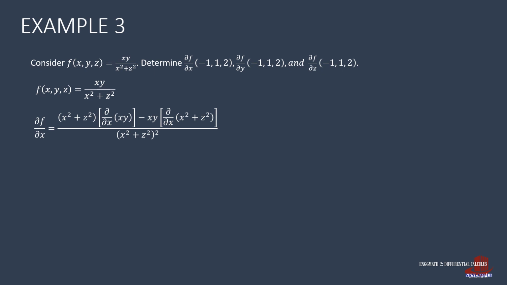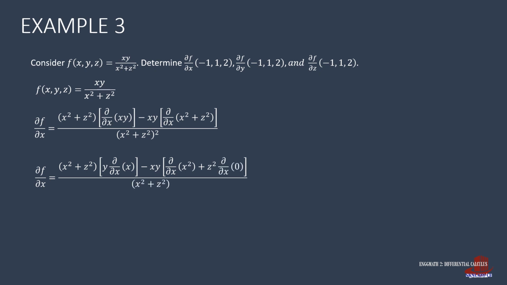To act on the derivative, treat y as a constant in the first term, making y times the derivative of x. Then distribute the derivative on the binomial in the second term. After doing this, we reduce dx over dx as 1, and z squared times 0 is 0.